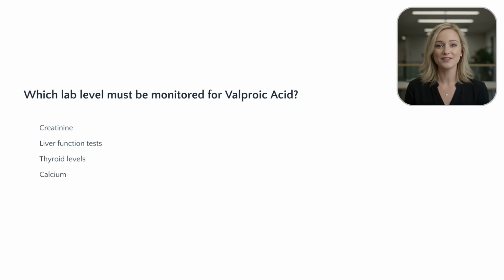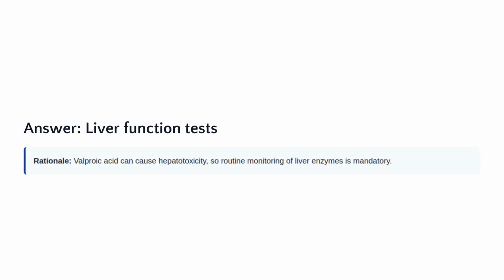Which lab level must be monitored for valproic acid? The answer is liver function tests. Valproic acid can cause hepatotoxicity, so routine monitoring of liver enzymes is mandatory.